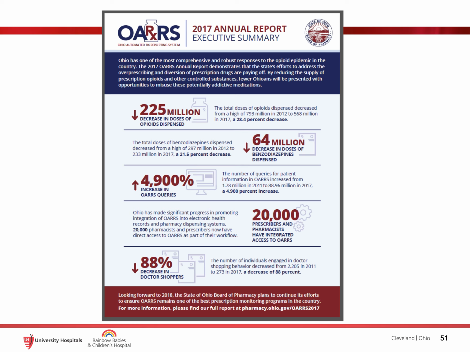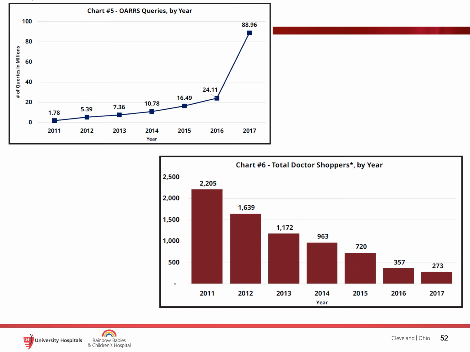has definitely decreased the number of opioid shoppers that there are. It's decreased the number of opioids that have been prescribed, and it's decreasing the number of opioids that are being abused and with accidental overdose. So using ORS has definitely made a huge difference. With this, you can see that, like I mentioned, the number of doctor shoppers is definitely going down, and the number of ORS inquiries is going up, and there's definitely a correlation with those two.